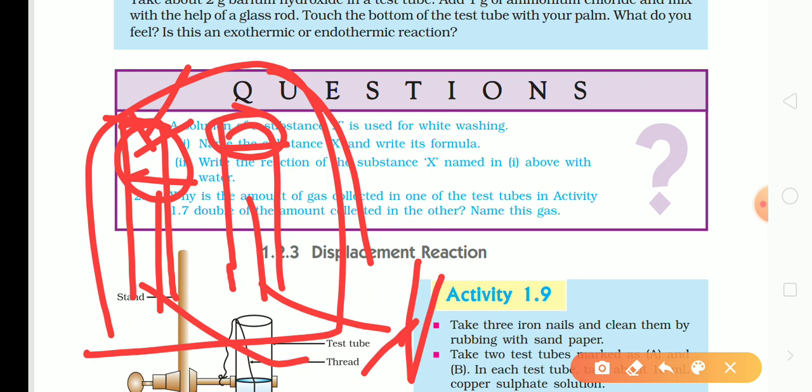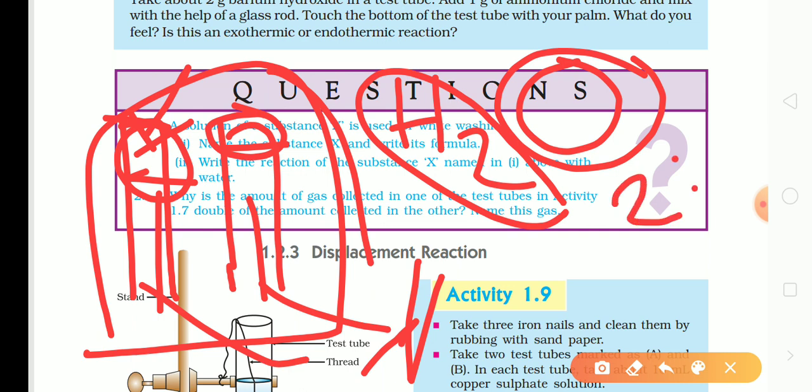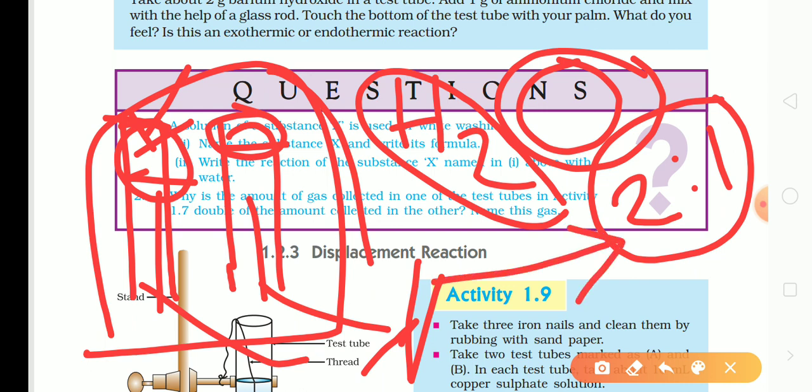It is because water has the chemical formula H2O, and you can see it is 2 parts hydrogen and 1 part oxygen. So they are in the ratio 2:1. During electrolysis, 2 volumes of hydrogen would appear and only 1 volume of oxygen would appear. That's why the amount of gas in one test tube is double compared to the amount of gas in the other, and that gas is hydrogen.